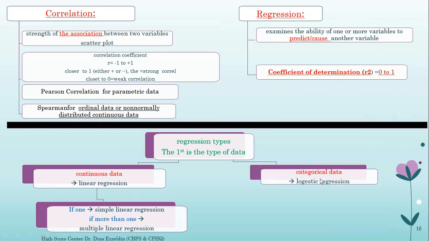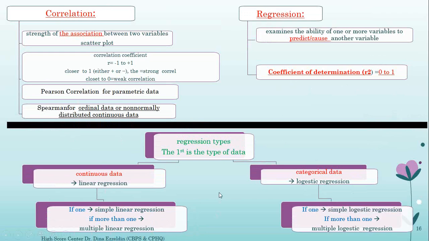If the data is categorical, or continuous data but skewed, we use logistic regression. If one variable, it's simple logistic regression. If more than one variable, it's multiple logistic regression. Again, it's according to the number of variables.